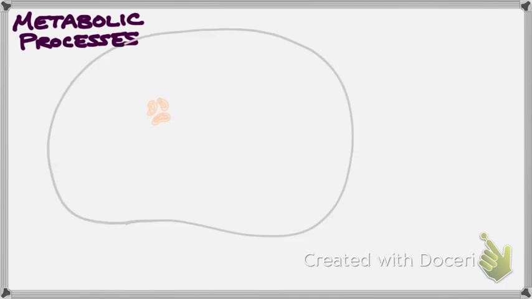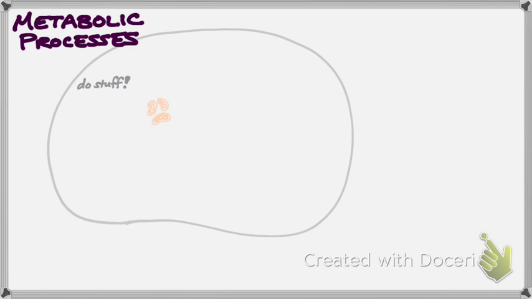Hey folks, in today's video, we're going to go over all the major metabolic processes. That means building and breaking things down in cells. We'll talk about animal and plant cells. The first thing to remember is that no matter what kind of organism you are, you've got to do stuff.